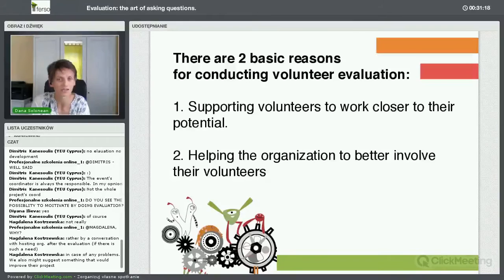So this is a sum up of everything I was saying so far. From my perspective, there are two basic reasons for conducting volunteer evaluation. One is to focus on the volunteer, supporting the volunteer to get closer to their potential and work on it. The second is focused on the organization and on you as a coordinator, to help the organization and you to better involve the volunteer and therefore work better. It's on the organizational side.